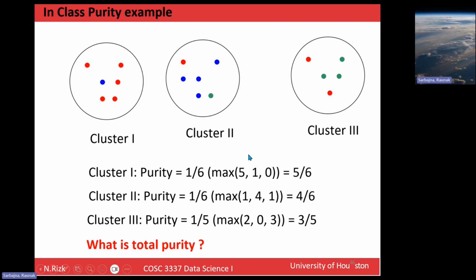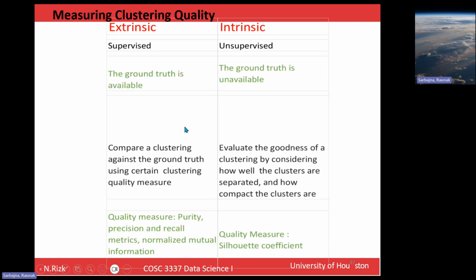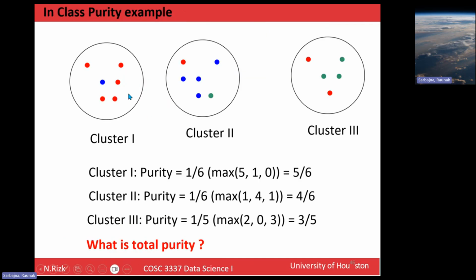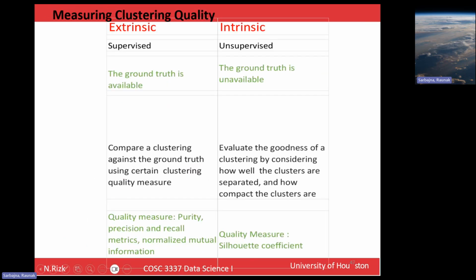So you can calculate individual purity, but the problem with this is, again, this is not normalized. So you cannot compare purity values between different clusters to give you better results. So this is the fundamental difference between extrinsic and intrinsic, or supervised and unsupervised clustering. Supervised clustering, you're comparing your cluster to an actual ground truth. So these colors are your ground truth. If this were unsupervised, you wouldn't have these colors. So that's when you would be using your silhouette coefficients and your distance metrics and all of that to calculate the quality. So the quality measures for supervised are purity, precision, recall, NMI, and for unsupervised, it's silhouette coefficient.